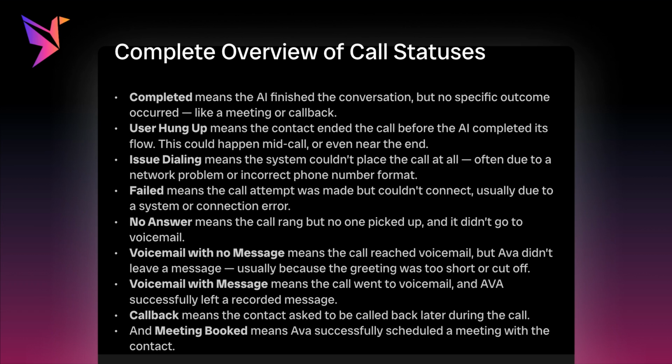Voicemail with message means the call went to voicemail, and Ava successfully left a recorded message. Callback means the contact asked to be called back later during the call. And meeting booked means Ava successfully scheduled a meeting with the contact. In Go High Level, these statuses can be used as conditions in your automation workflows. For example, only sending a follow-up email when a meeting is booked, or retrying the call if no one answered.